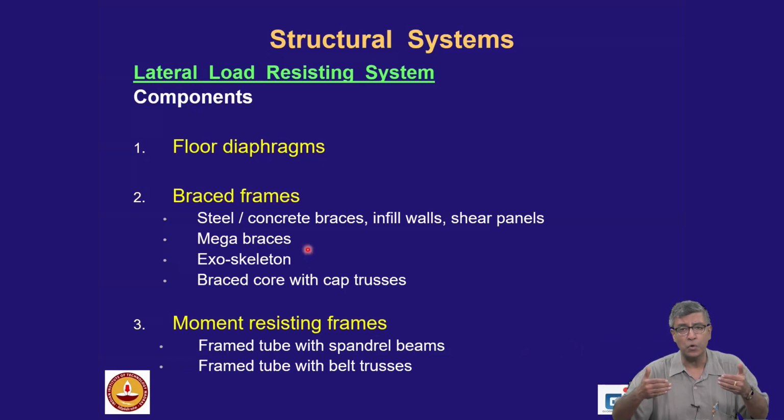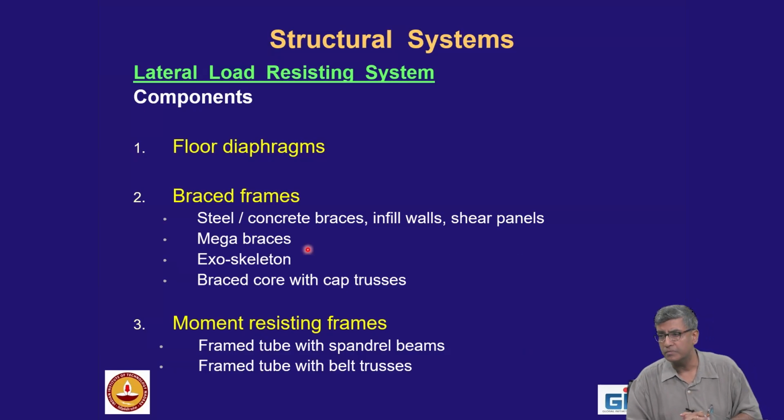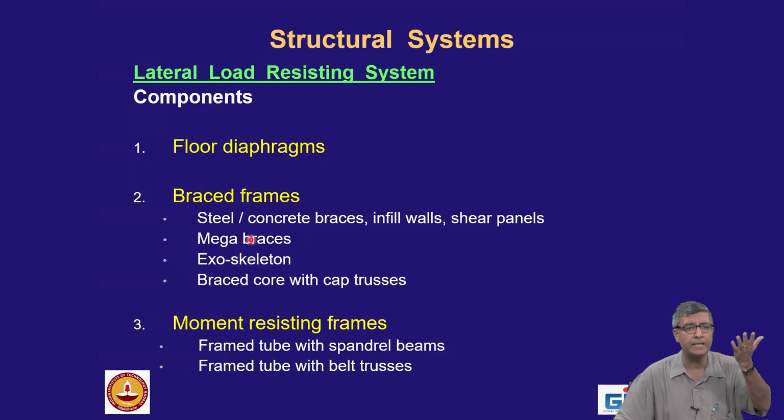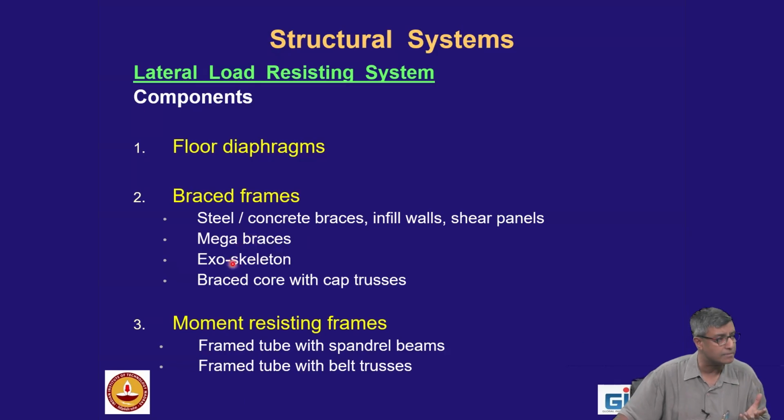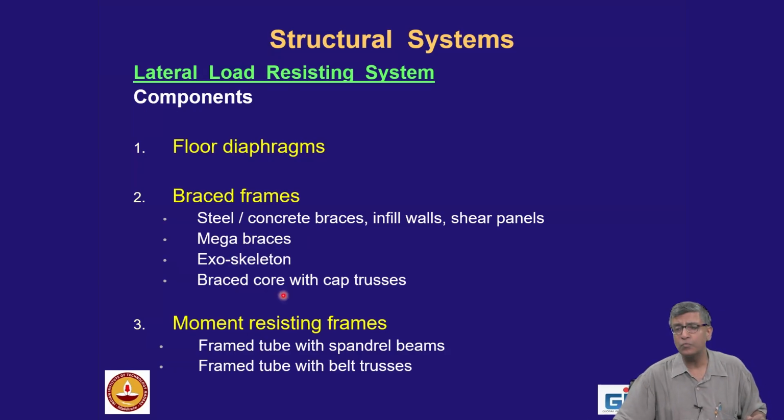Braced frames. Now from the floor, once you mobilize the vertical elements, how does it resist the lateral load? For small buildings, by frames. But then, as the building height increases, we need to supplement the frames. Otherwise, it's not stiff enough. We can have braces, mega braces. I will be showing you one photograph, and there you see in the buildings in Dubai and all, there are classic examples of using mega braces. Exoskeleton, that means the bracing system is outside the building. It's exposed, it's a structural art. Braced core with cap trusses.